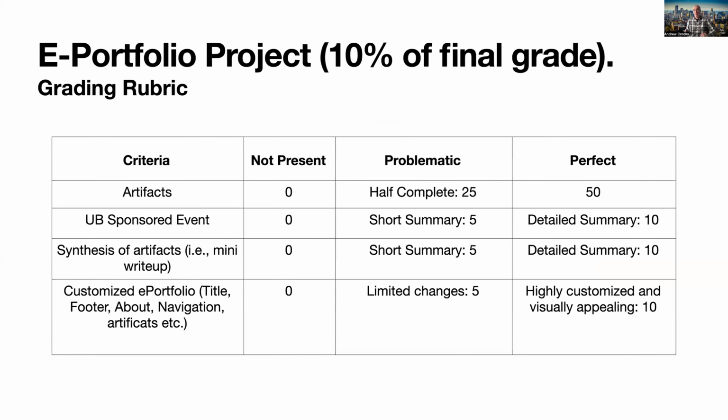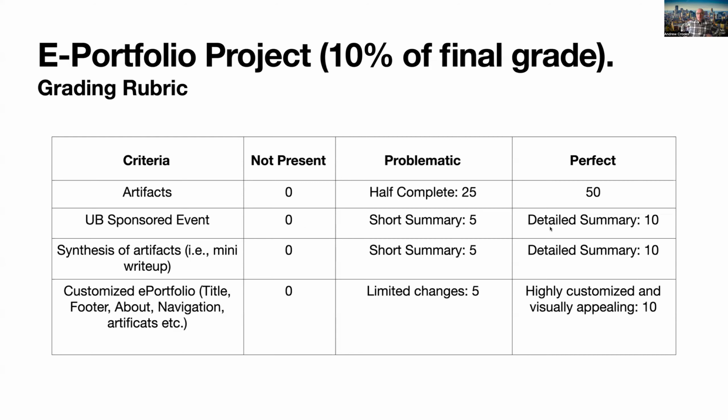So, grading, that's what matters, right? Remember, this is worth 10% of your final grade. So please don't submit this late. If you don't have any artifacts, you get 0 points. If you have all your artifacts, you get 50 points. You have to demonstrate that you've gone to a UB event. If you don't go to an event, you get 0 points. If you only provide a very short summary, like I went to an event, a football game, oh, a football game doesn't count. It has to be like I went to a talk and that was it. That's a problematic grade.